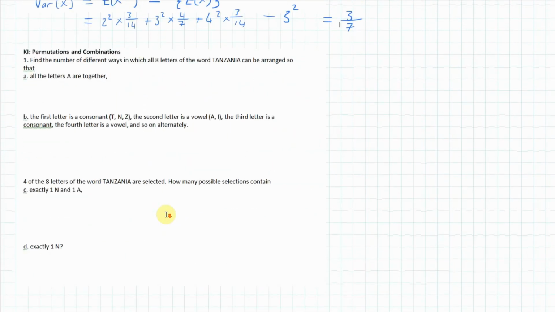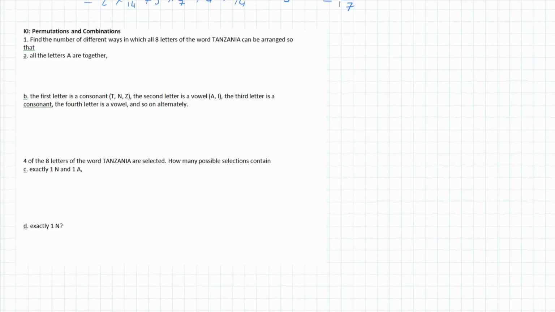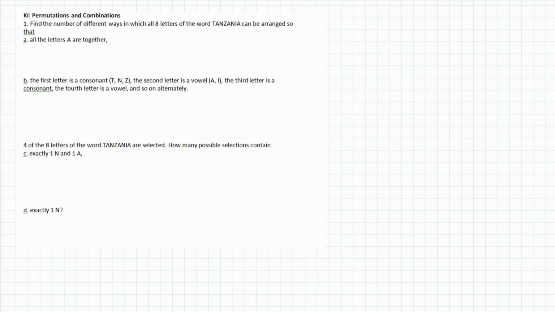Now we're moving on to our favourite, permutations and combinations. Now we are trying to find all the ways the 8 letters, so that's handy, 8 letters of Tanzania can be arranged so that all the A's are together. If we take Tanzania, you can see there are 3 A's, 1, 2, 3, and then you've got 1, 2, 3, 4, 5 that you've got to arrange, and you can treat this as one whole thing.